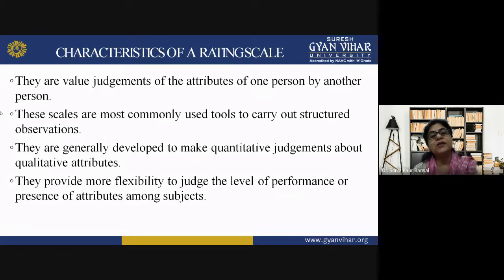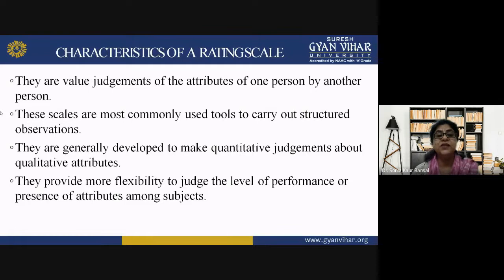Secondly, rating scales are the most commonly used tools to carry out structured observations. Structured observation is that observation where you have structured the things from step to step, from point to point. From this point to that point, you are going to observe. From this frame to that frame, you are going to observe. So it is a very commonly used tool in research work for observation.